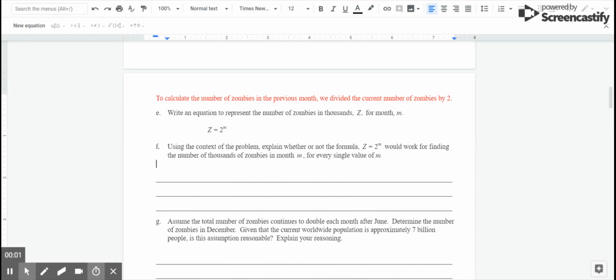Number 1, part F says, using the context of the problem, explain whether or not the formula z equals 2 to the m power would work for finding the number of thousands of zombies in month m for every single value of m. So, will this always work?